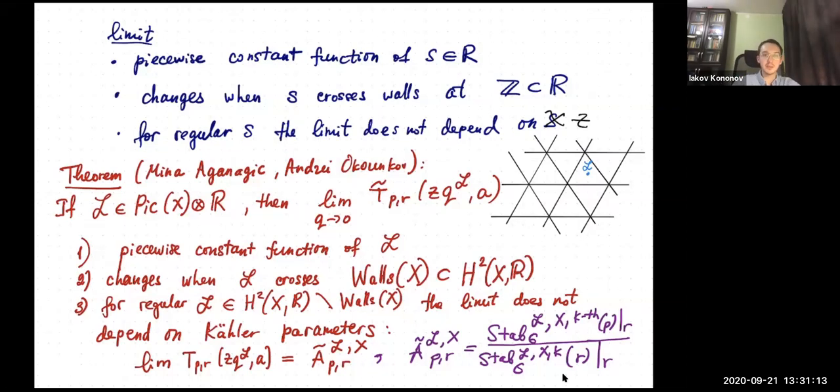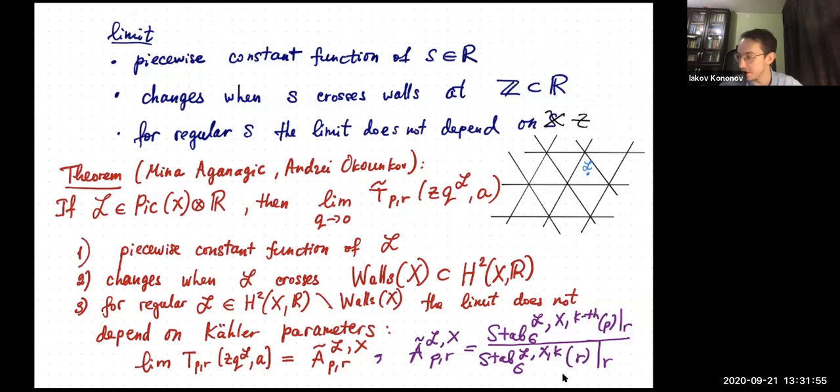Okay, and the theorem of Mina and Andrei is that if we take L to be a generic line bundle in Picard times R, then the limit of this matrix T that I described is a piecewise constant function of L. It changes when L crosses certain walls. Walls is some hyperplane arrangement on L. Basically, it's values of z that appear as monomials in theta functions in this matrix T.